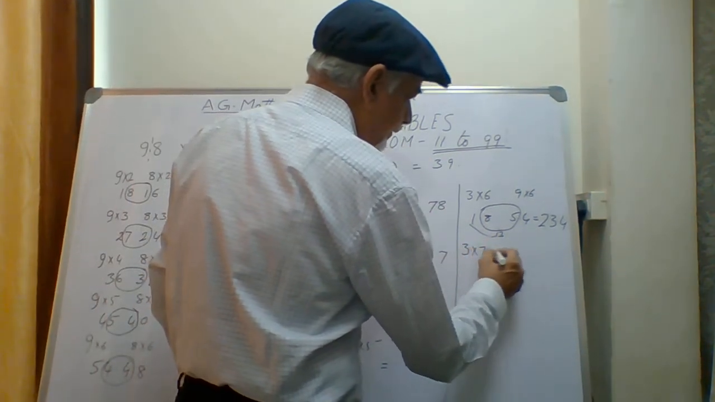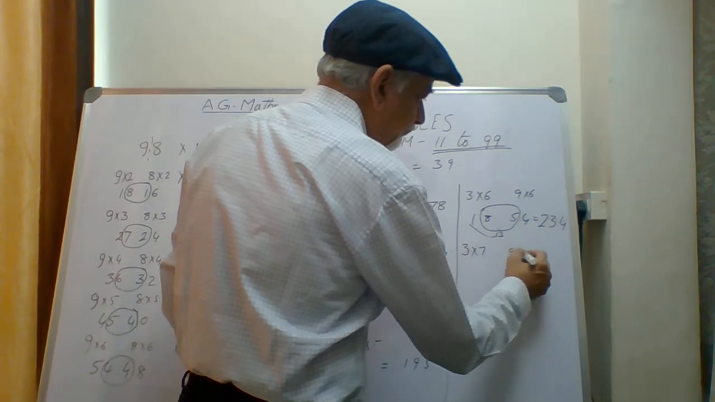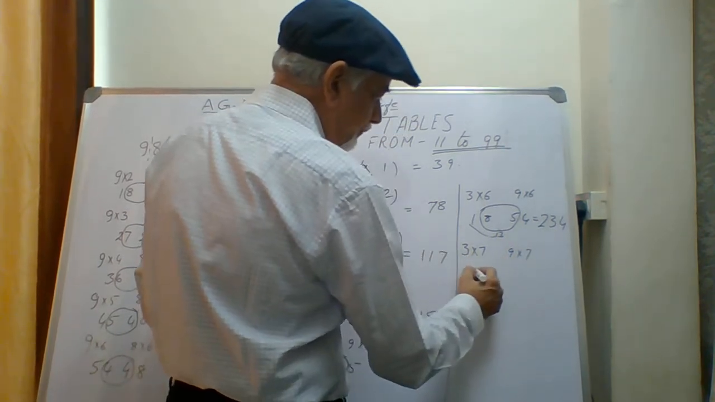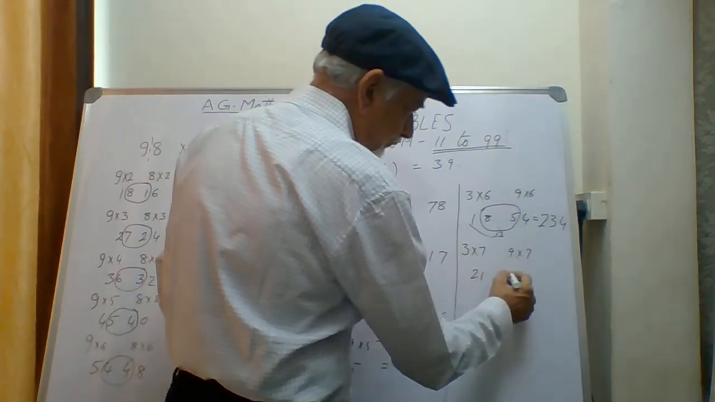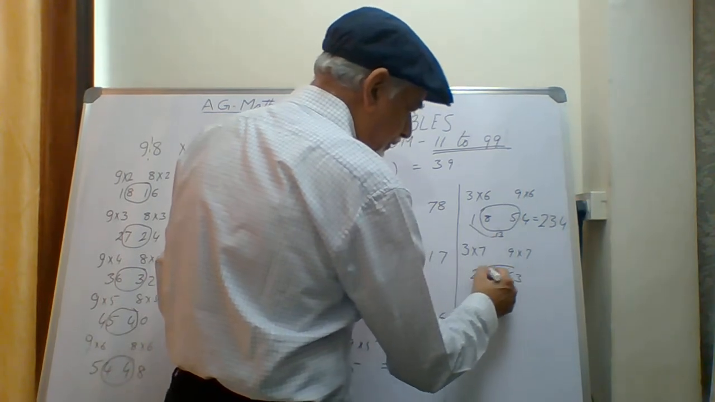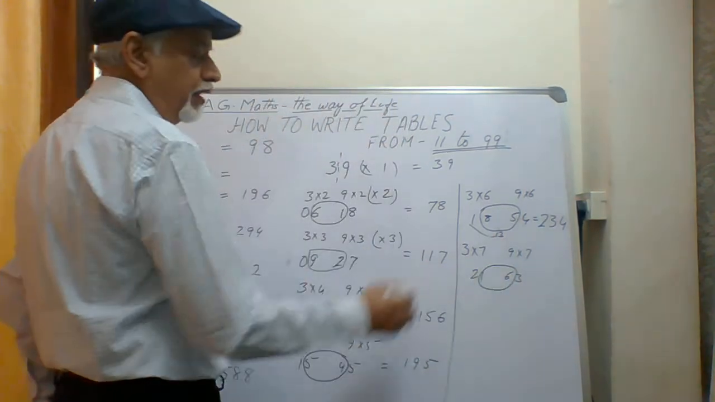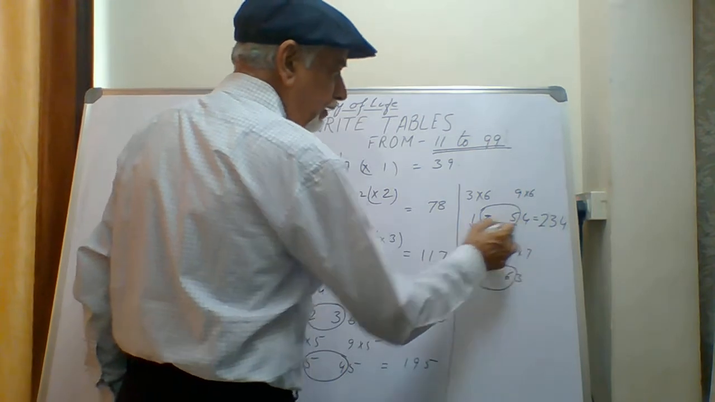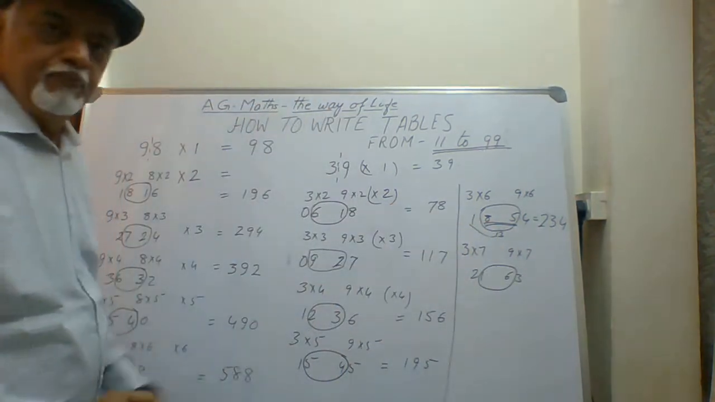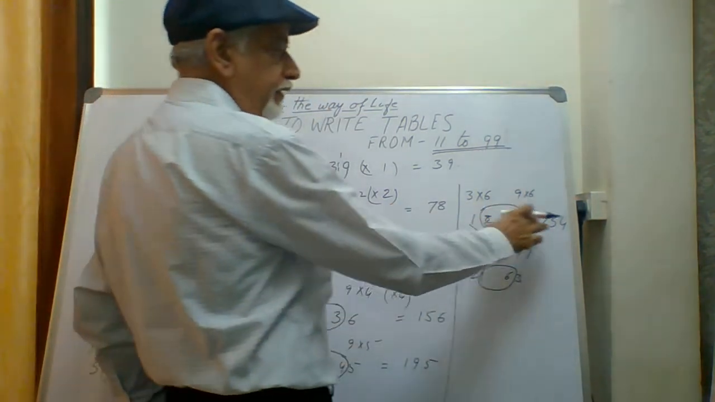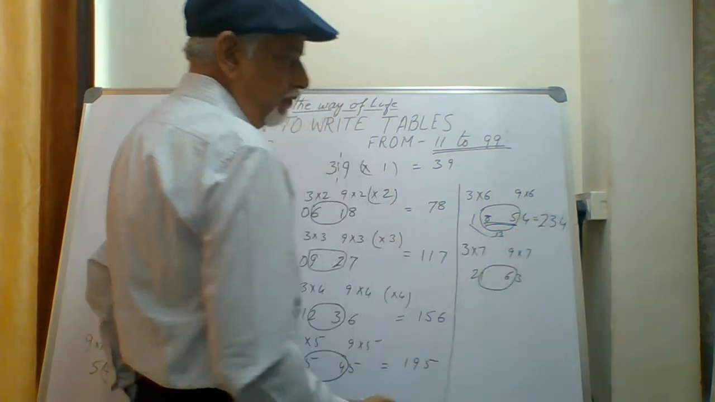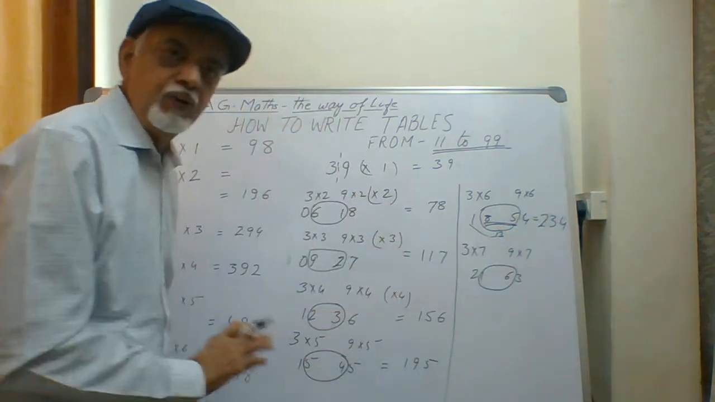3 into 7 and 9 into 7. 3 into 7 is 21. 63. Again, a simple one. You get 6 and 1, 7. But this was very particular. 8 into 8 and 5 makes you 13. And you cannot write 13 in between 2 digits, because the answer will be only 3 digits. It will not be 4 digits.